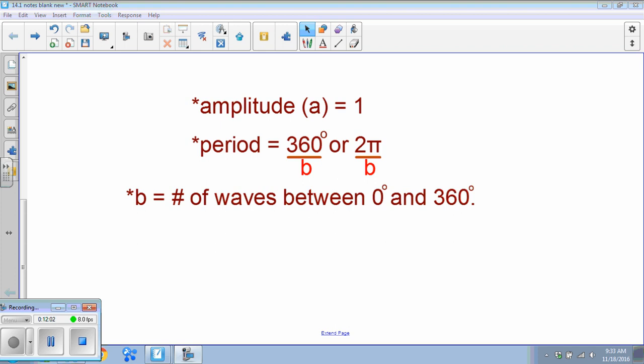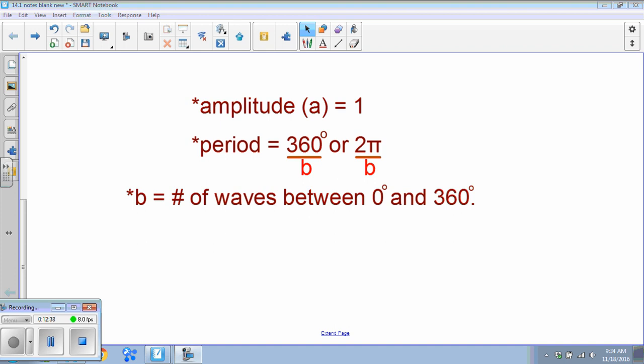And you might see a problem that'll say, graph cosine of 2x. And then it'll say, theta is between 0 and 360. So that means if it was cosine of 2x, you have to graph 2 complete cycles, because you're going to go until you get to 360, or that should say 2 pi. So if they specify these parameters, then you have to keep graphing it until you get to the end.